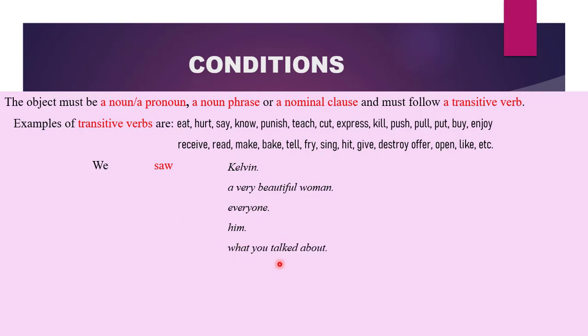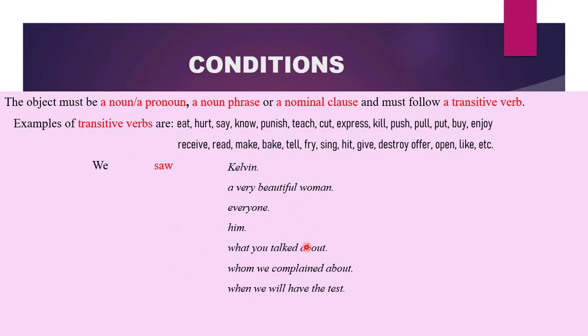We saw what you talked about. What you talked about is our object because that is the thing that we saw. We saw whom we complained about. Whom we complained about is our object because that is what we saw. We saw when we will have the test. Therefore, the whole of this clause, which is a WH clause, is functioning as the object because it suffers from the action expressed by the verb.